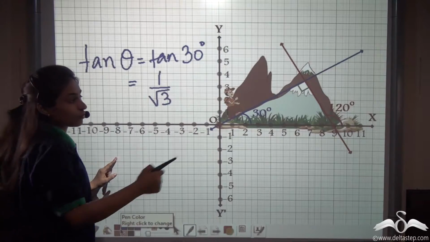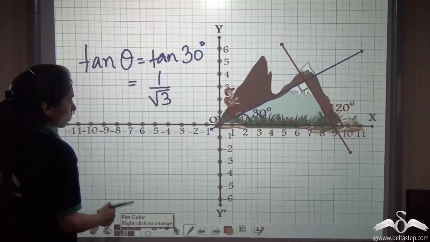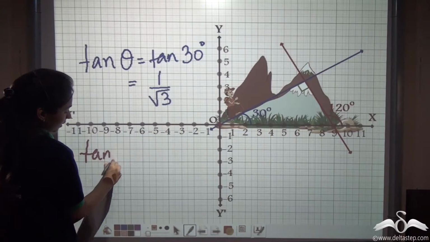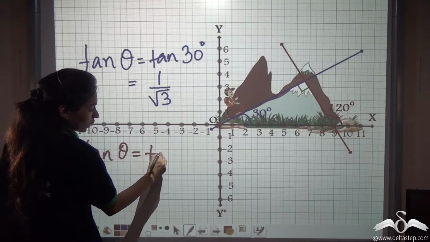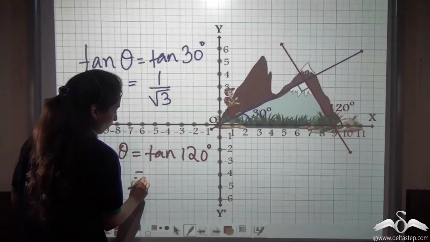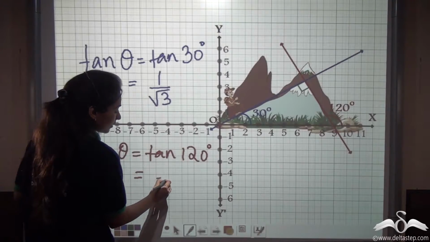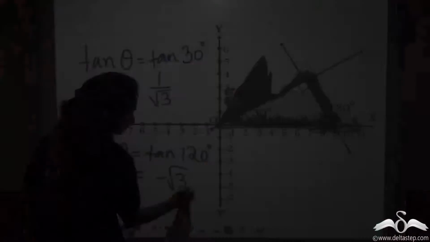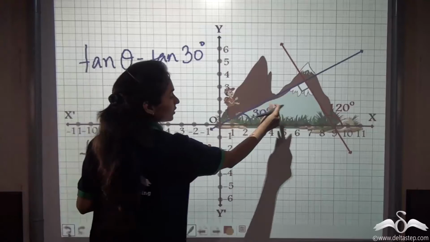Now let us find out the slope of this red line. In the same manner, tan theta, we'll take theta as 120 here. What is the value of tan 120? It is minus root 3. So now we found out the slopes of these two lines.